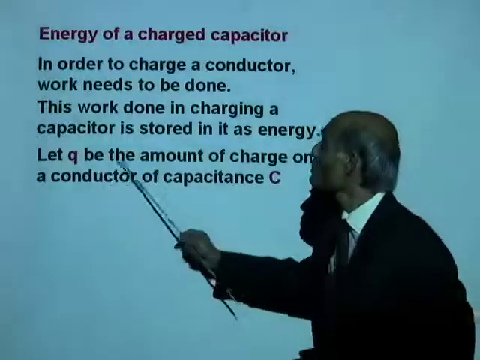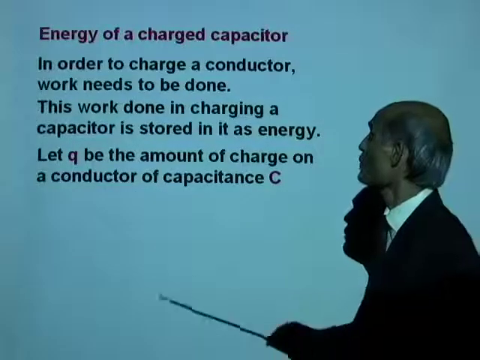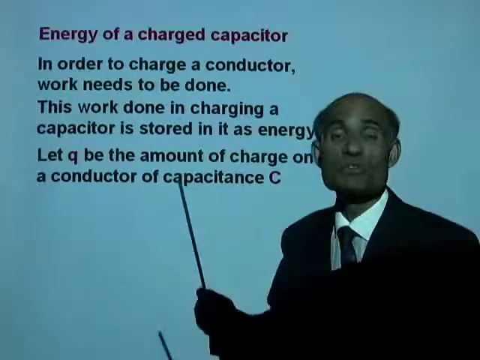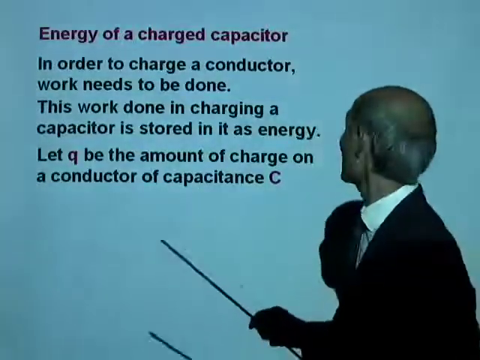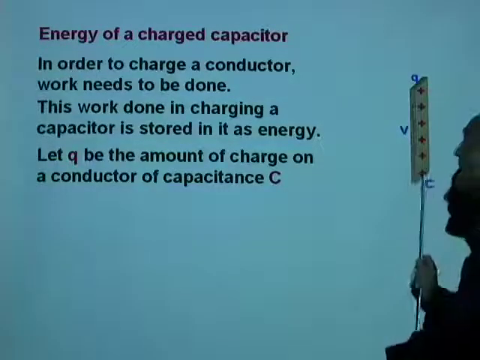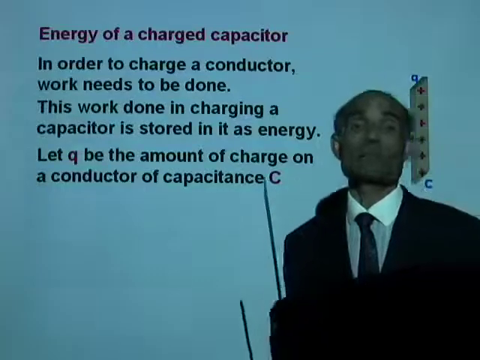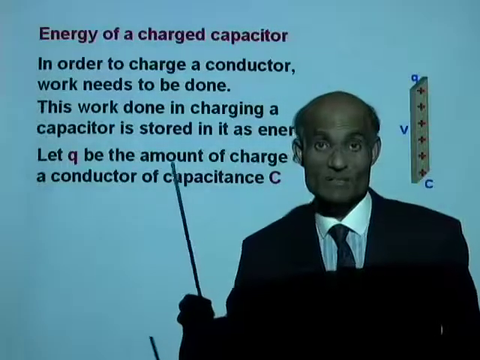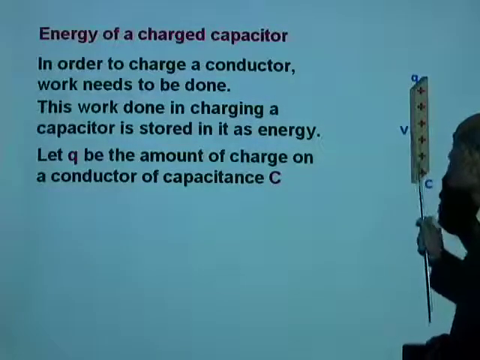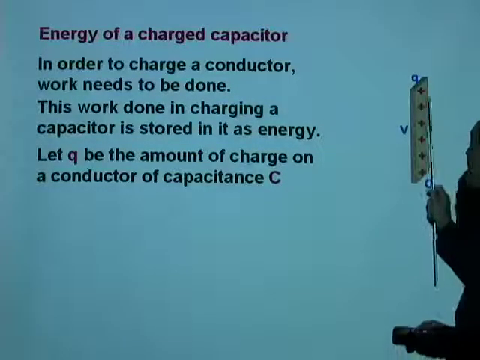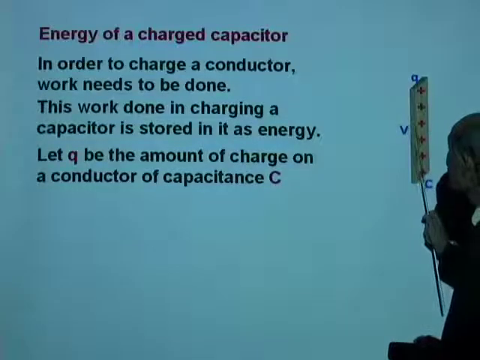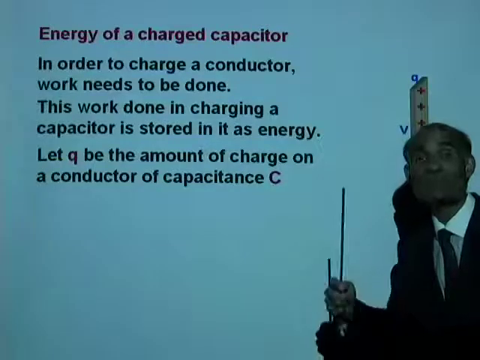Now, let Q be the amount of charge on the capacitor of capacitance C. So, let us say, to begin with, the capacitor plate has an amount of charge Q and its capacitance is C. Now, remember, capacitance is a constant. The amount of charge Q raises the potential of this conductor. I have just taken one capacitor plate. The amount of charge Q raises the potential of the capacitor plate to V.